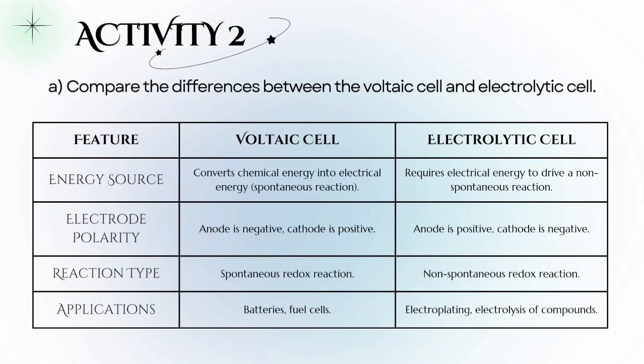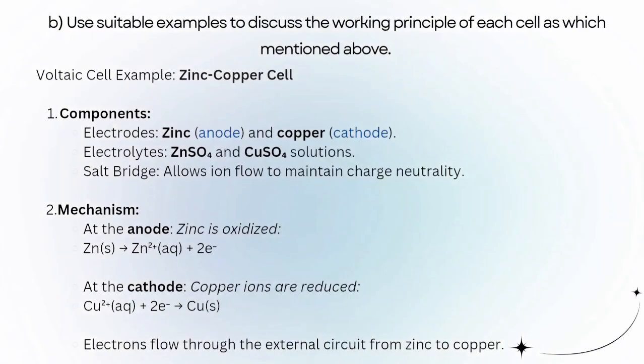The application for voltaic cell is batteries and fuel cell, while for electrolytic cell, the example of application is electroplating and electrolysis of compound. Activity 3: use suitable example to discuss the working principle of each cell as mentioned above. The example for voltaic cell is zinc copper cell. The electrodes for this cell are zinc and copper. The electrolyte is zinc sulfate and copper sulfate solution.